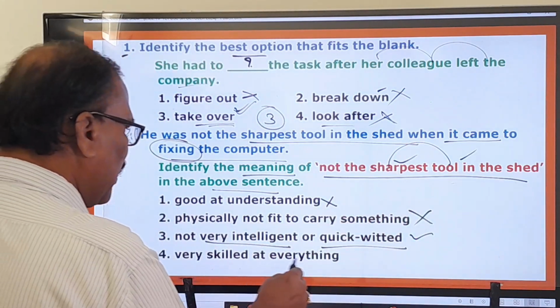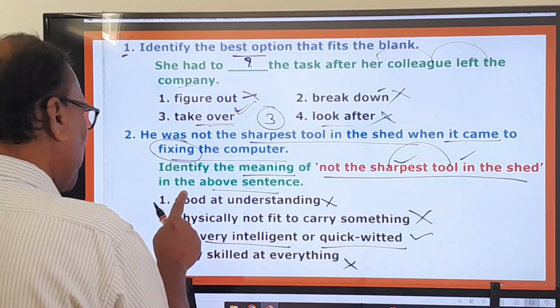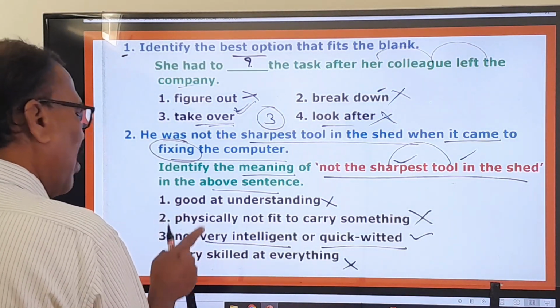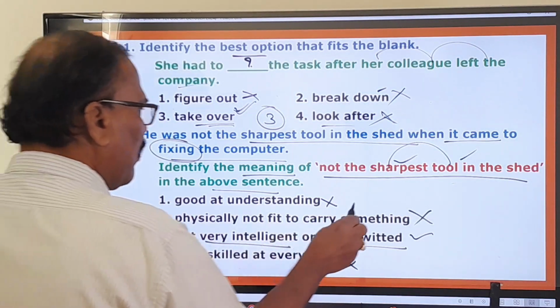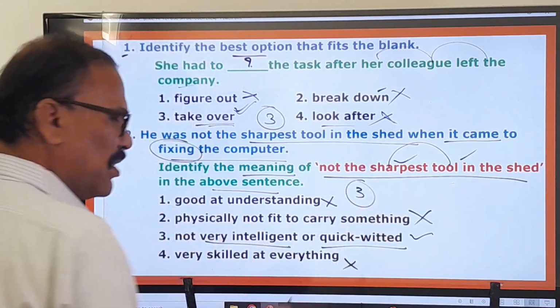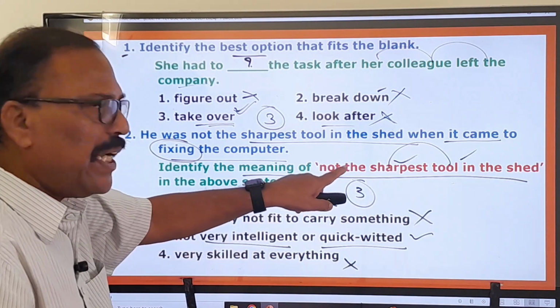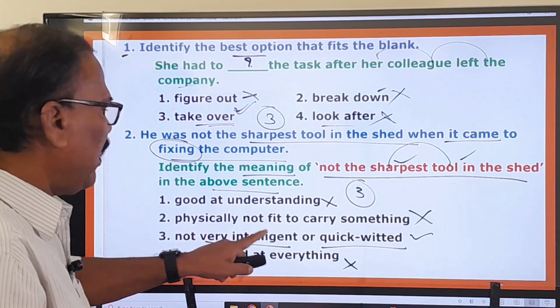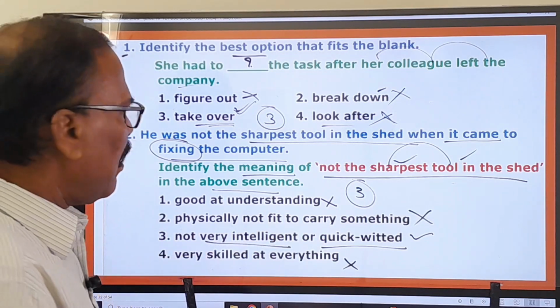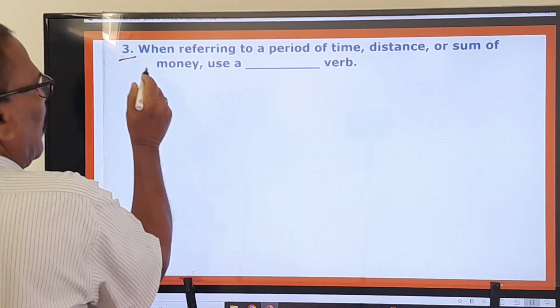And very skilled at everything? No. So here, the first, second and fourth ones are absolutely wrong. Only the third one is your answer, because the meaning of this idiom is only this: not very intelligent or quick-witted. Right. Now, let's move on to the third one here.